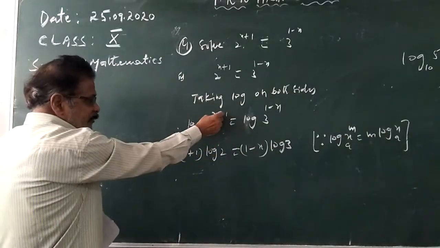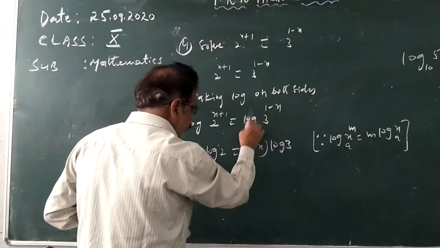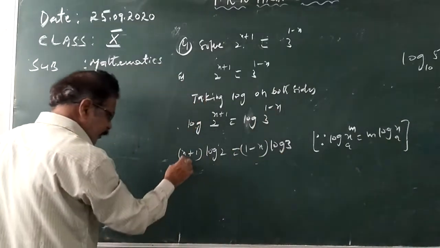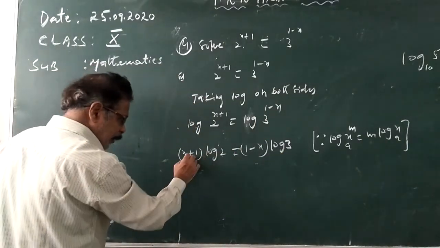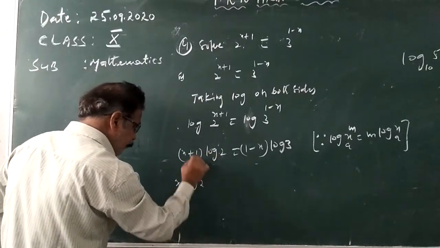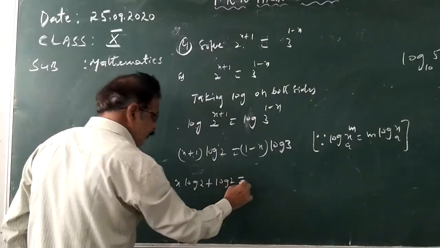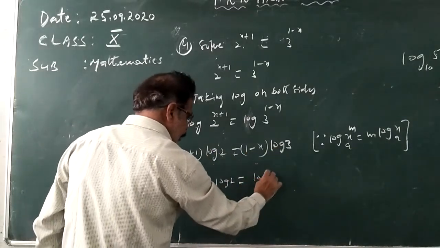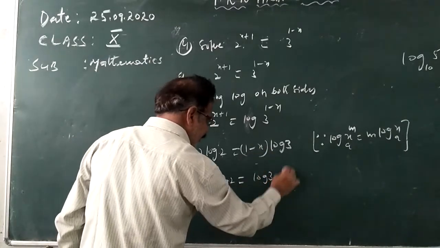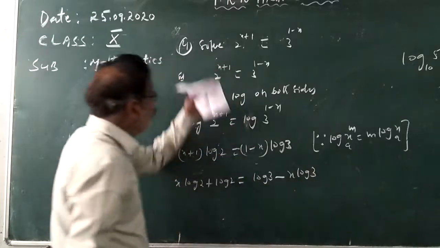So when the power form is there, I wrote it like this: (x plus 1) log 2 is equal to (1 minus x) log 3. So x plus 1 into log 2, multiply log 2 with x and 1: x log 2 plus log 2 is equal to log 3 minus log 3 into x, that is x log 3. So we have to solve this.